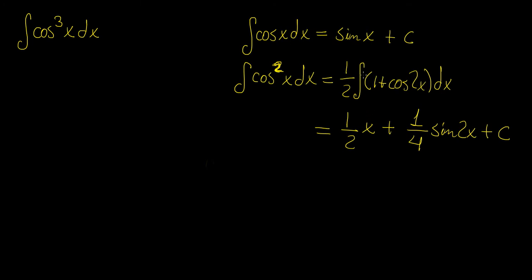So you have half times the integral of 1, which is x. And then the next one is going to be sine 2x, but you're going to have to divide it by this constant at the front of x, which is 2. So you have 1 over 2 times 1 over 2, which is 1 over 4. And that gives you the result for that integral.